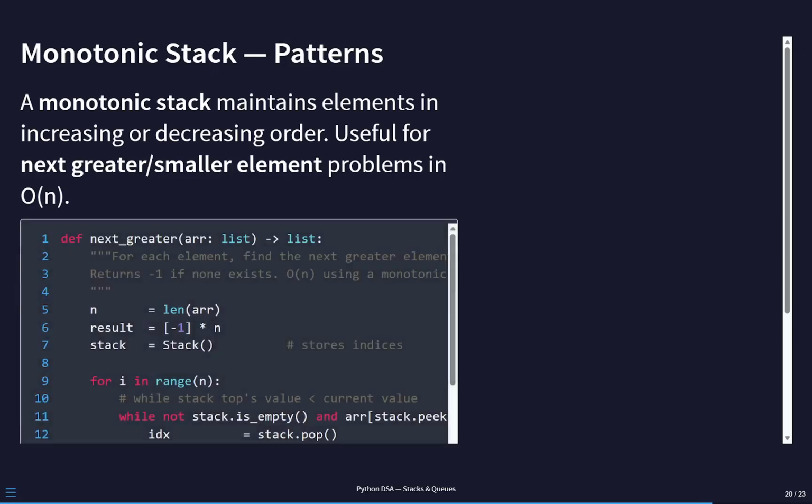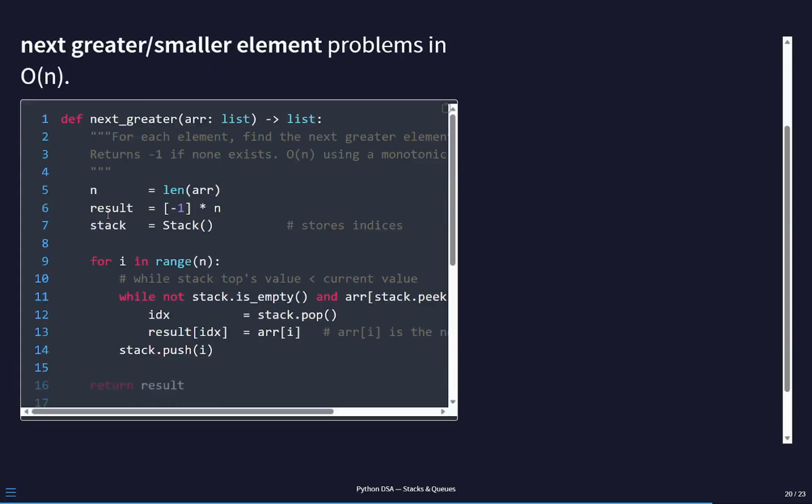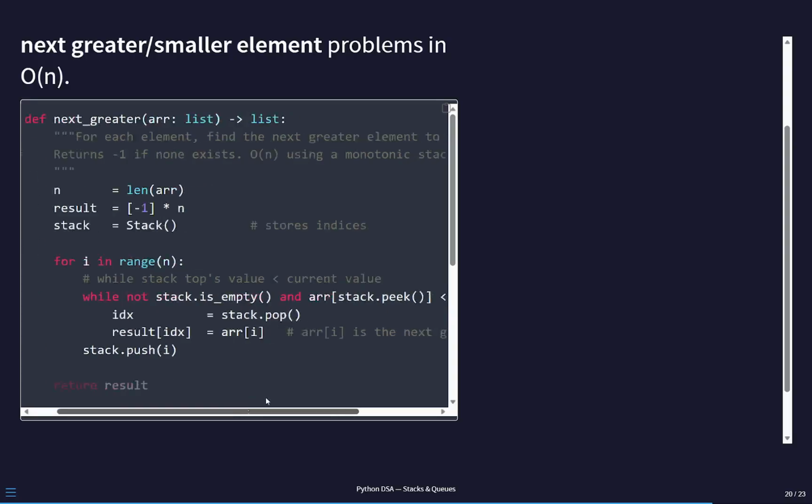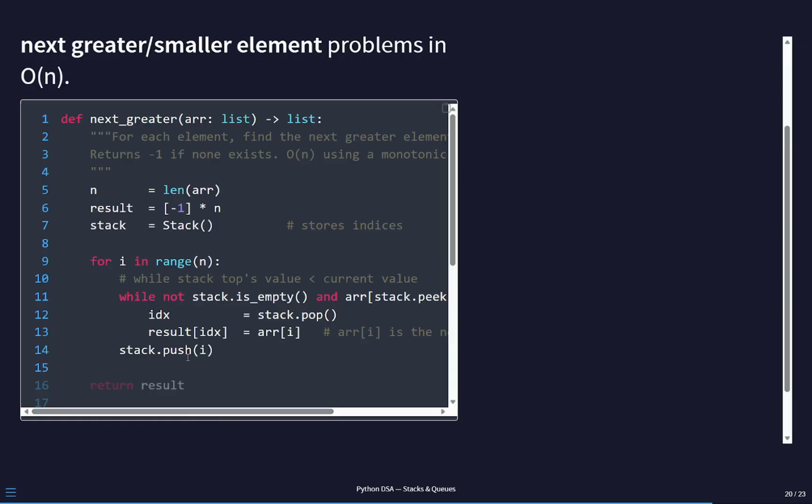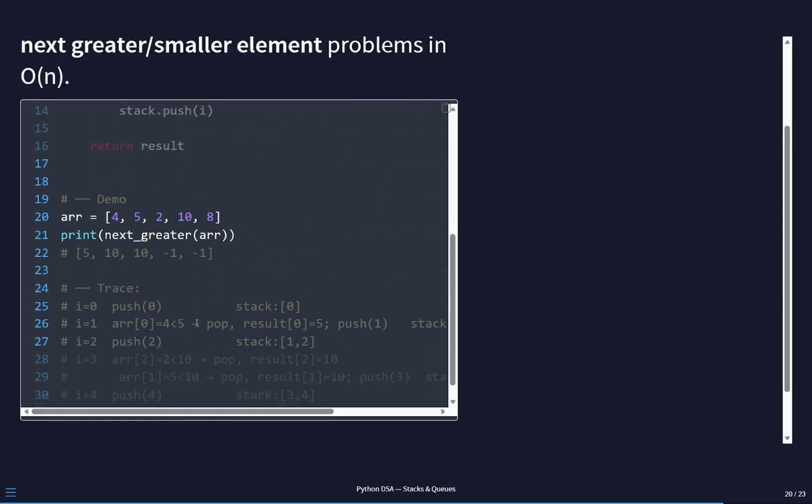Click next_greater. It finds, for each element, the first element to its right that is larger. We scan left to right. For each index, while the stack is non-empty and the value at the stack's top index is less than the current value, the current value is the answer for that top index. Pop it, record the answer, and keep checking.